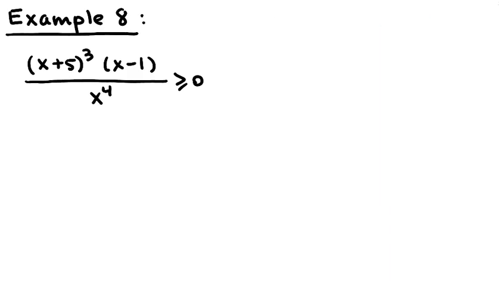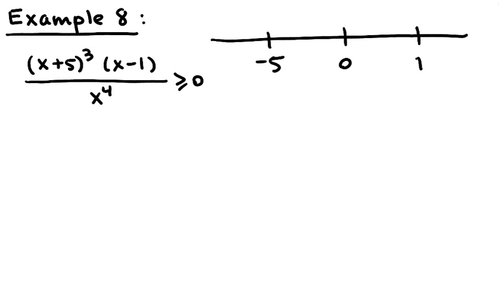All right, now the last example I've got for you is probably higher degree than we're going to be seeing in this class. I've got a triple factor of x plus 5 and a quadruple factor of x in the denominator. But since this thing's already factored, I'm pretty much ready to go. I'm ready to write down a number line. Okay, so there it is. And the zeros in the numerator and the denominator are going to be negative 5, 0, and 1. Okay, so negative 5, 0, 1.